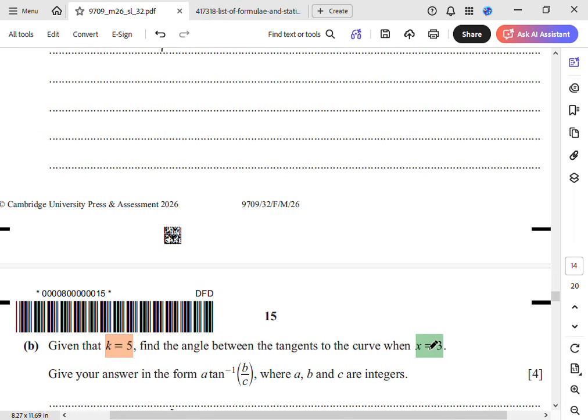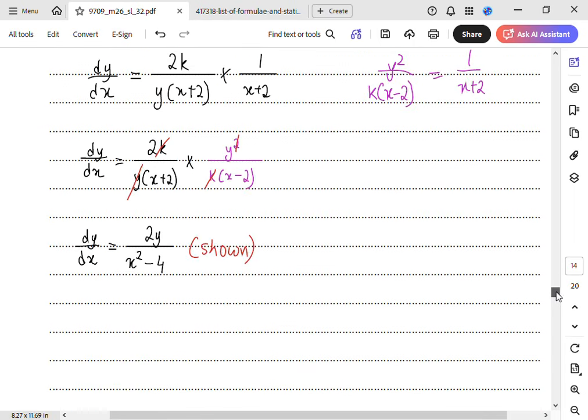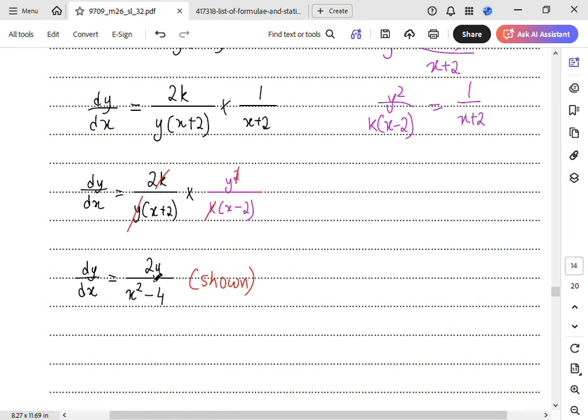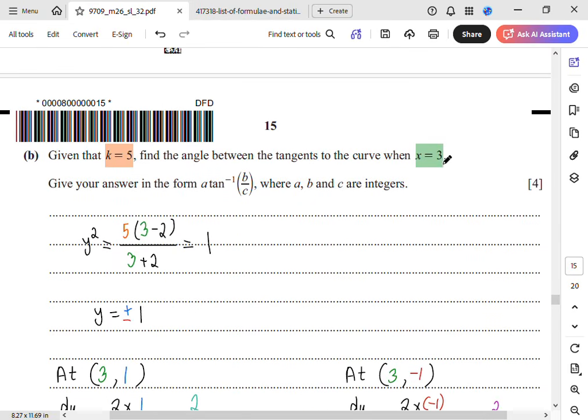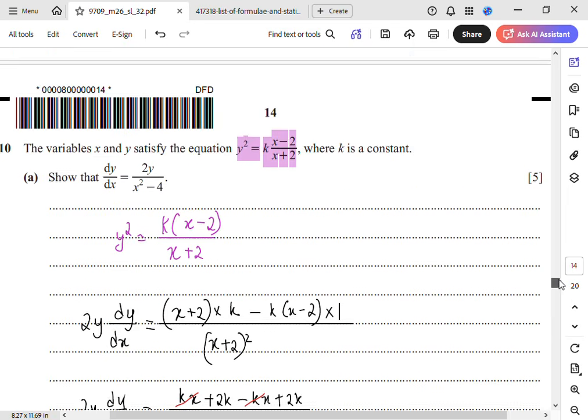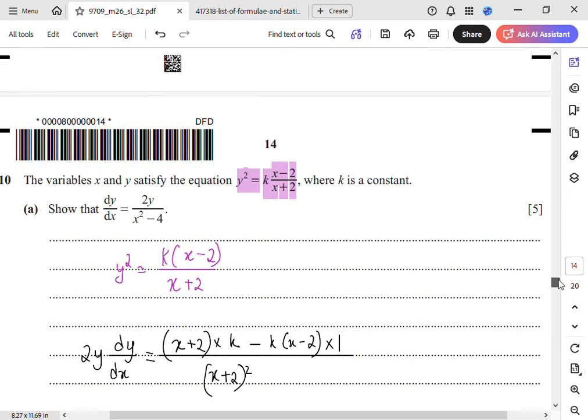I know that x is equal to 3. So I also have dy by dx, right? So I'm going to put in k as 5, x is 3 to find the value of y and dy by dx, right? So if x is 3, I need the value of y, right? I don't have that. So what I did was I put this into the original equation, which was this y squared equals k times x minus 2 divided by x plus 2.